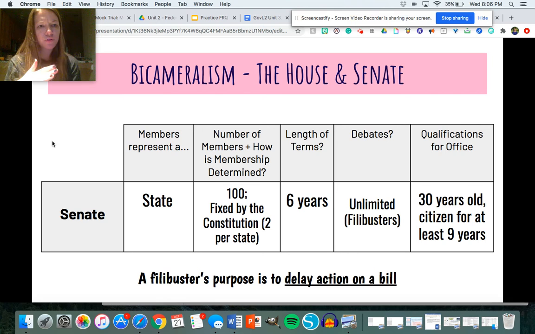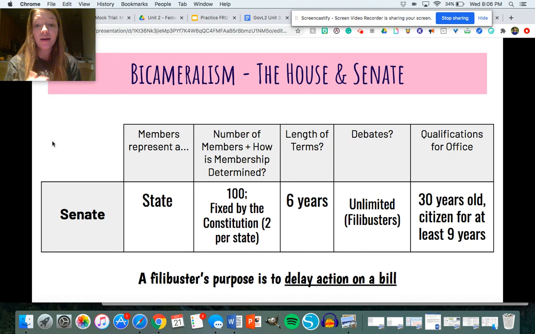So to go back to a filibuster, honestly, I will make myself a note to show you guys what a filibuster looks like in class when we get to this point. They're very interesting because really what a filibuster is, it's talking a bill to death. It is simply standing in front of the Senate, and a senator will not stop talking until the Senate agrees to delay action on a bill or potential law.